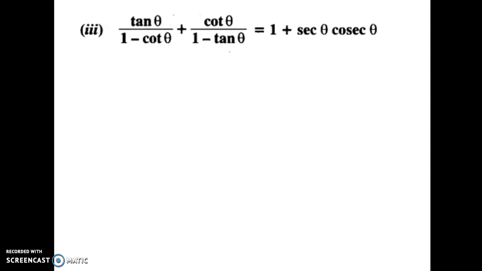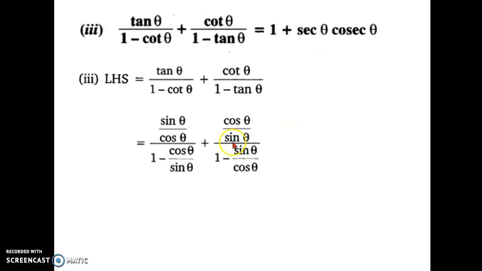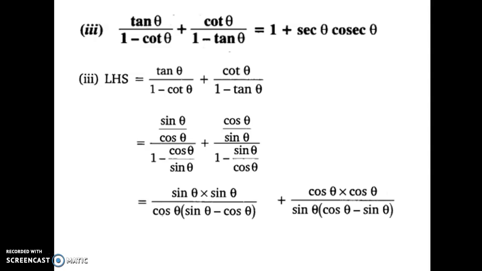Then next one, tan theta by 1 minus cot theta plus cot theta divided by 1 minus tan theta equals 1 plus secant theta cosecant theta. So we'll start with this. In the LHS, we are writing in terms of sin and cos, because here we have secant and cosecant. If you do it with sin and cos, you can make it into secant and cosecant. So write it expanded with that. Then here the LCM is taken. So I'll get sin theta minus cos theta divided by sin theta, and here cos theta minus sin theta divided by cos theta.